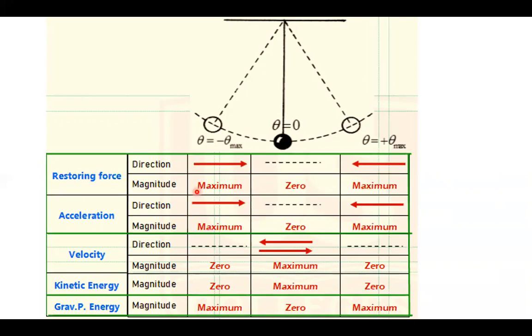Same, everything is the same. Directions are the same as the mass spring system. Magnitudes are the same. And this table only changes what? Instead of elastic potential energy, we are going to write here gravitational potential energy.